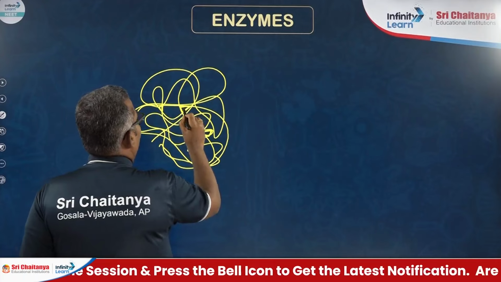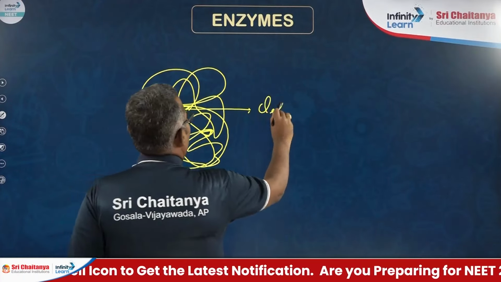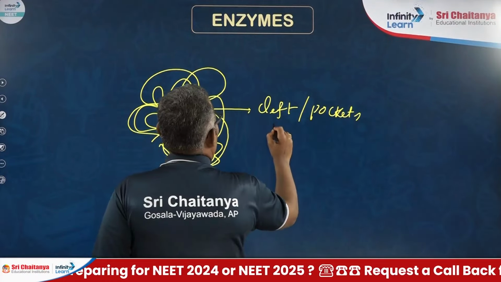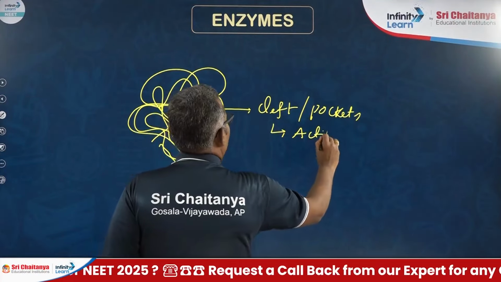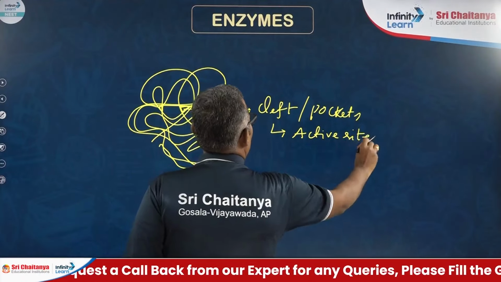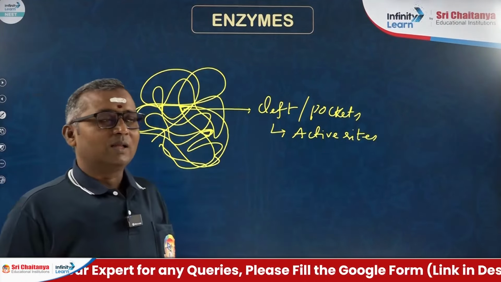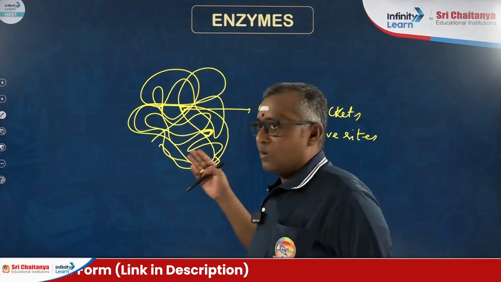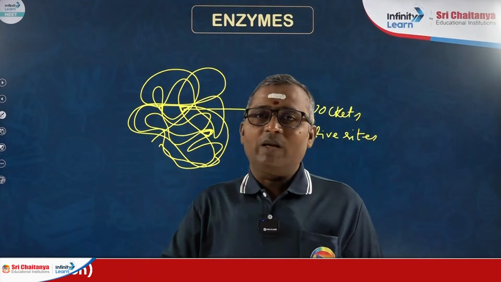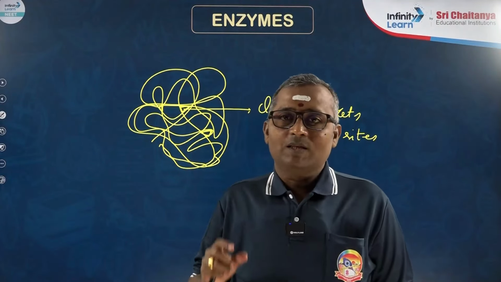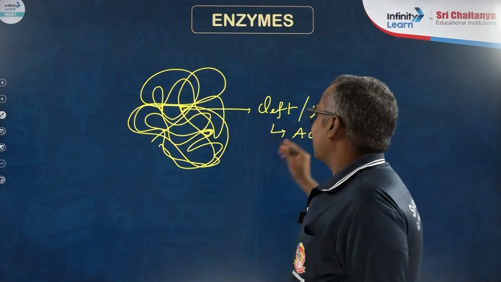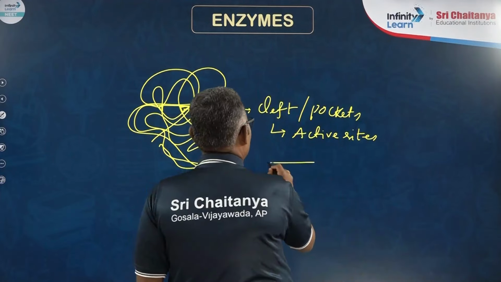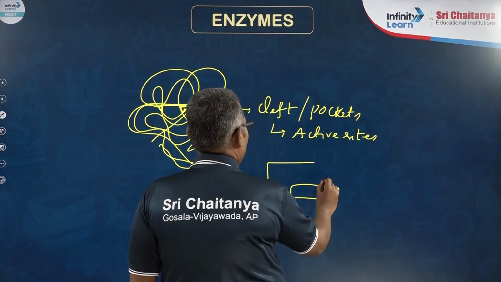These three-dimensional clefts or pockets are nothing but active sites. Many three-dimensional clefts are formed while the protein thread backbone is folding and refolding, out of which some clefts or pockets act as active sites. Active site, let us take this is an enzyme. Now this is the active site.